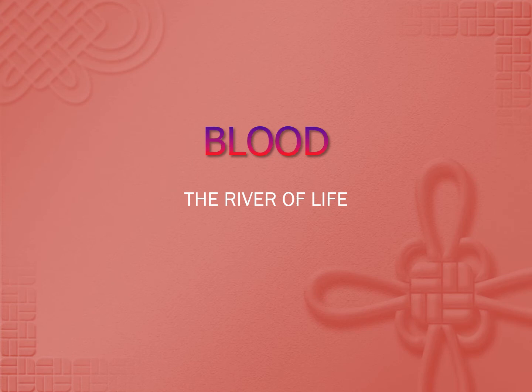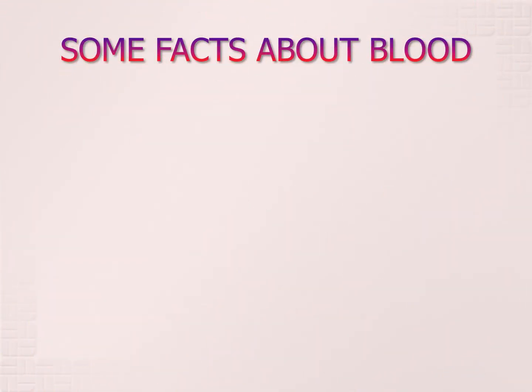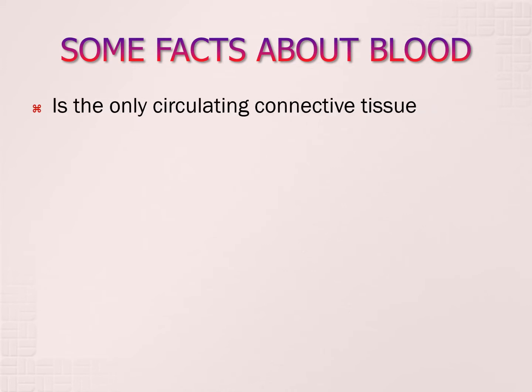This video is just going to be a brief introduction to blood and some properties that blood has. In the case of blood, blood is a tissue. By definition, tissues are groups of cells together, and blood has a liquid matrix. So therefore, blood is the only circulating connective tissue you have.